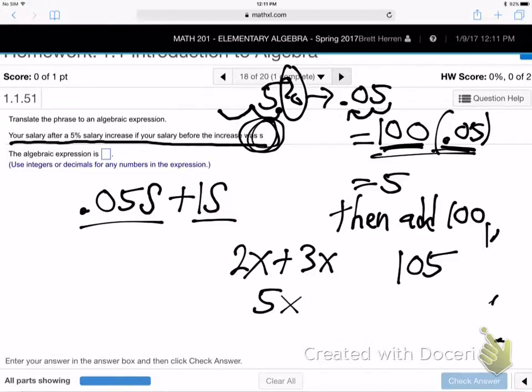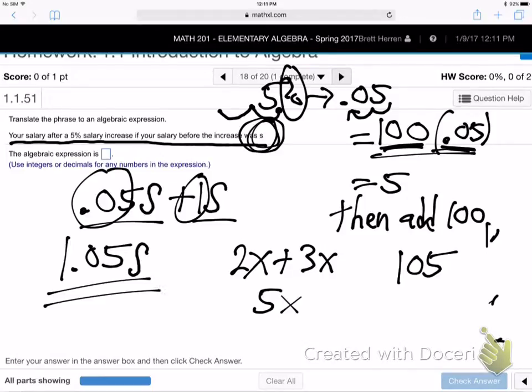Right? So now we add those two numbers. Just like we add the 2 and the 3 to be 5 for X, we add the 0.05 and the 1 to be 1.05 S. And that's our final answer. 1.05 S. Does that make sense? Do you realize what that means?